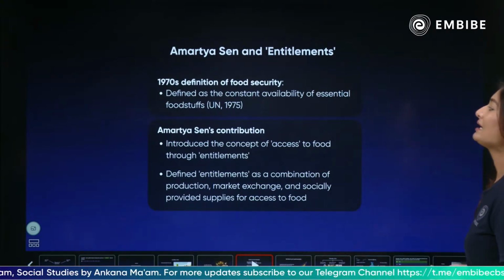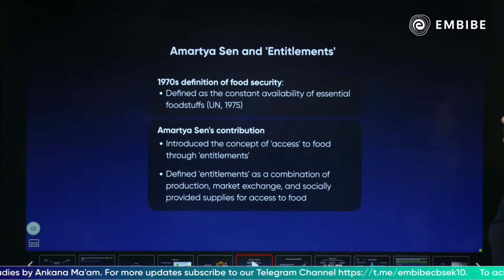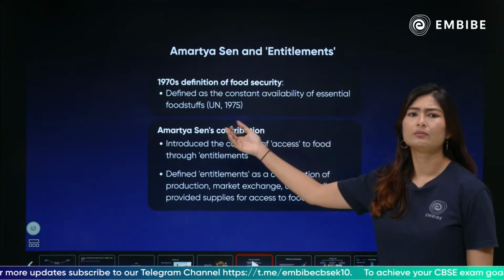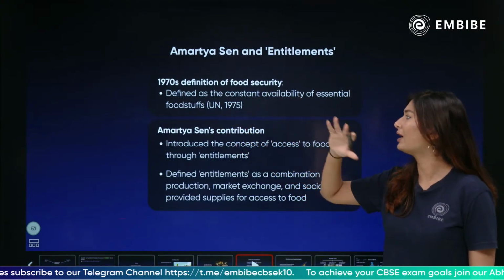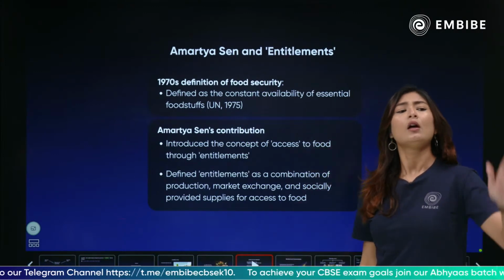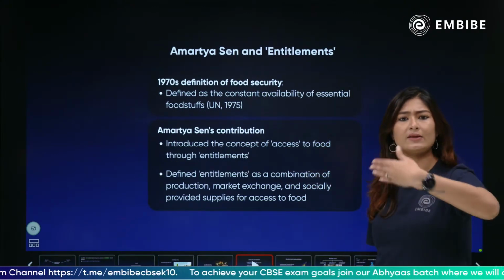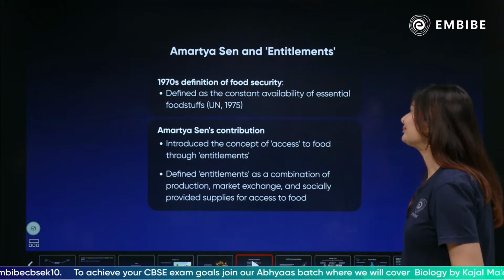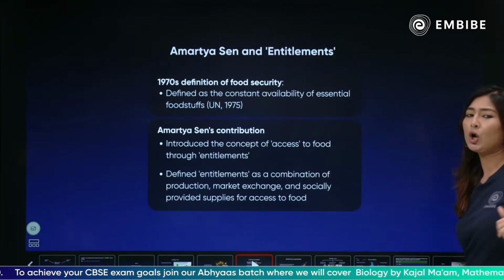So in the 1970s, what was the definition of food security? It was defined as the constant availability of essential food stuff. UN के हिसाब से 1975 में it was, food is everywhere around, it is available for you, the nutritious food, the important food, all the time. Okay. Amartya Sen का contribution क्या है?